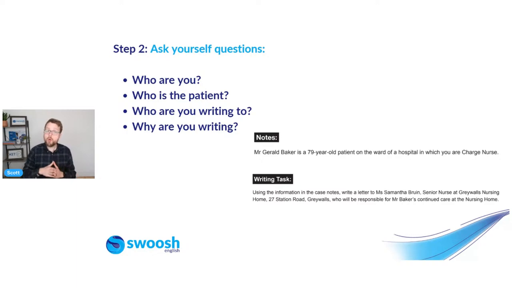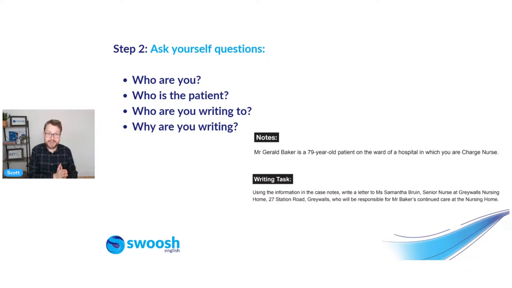Question 3, who are you writing to? Who is the recipient and the reader? And then question 4, why are you writing? What do you want to achieve in your letter? So take note of these 4 questions you should ask yourself in your OET writing. You might even want to write these down and scribble down some notes or type out some notes if you're doing online practice before you begin any OET writing practice.